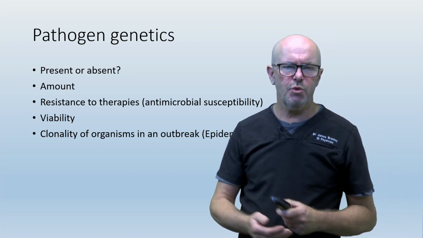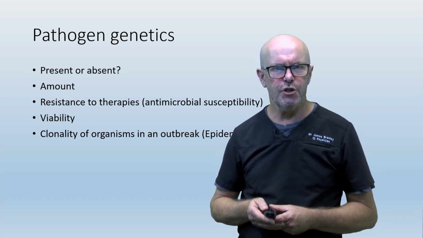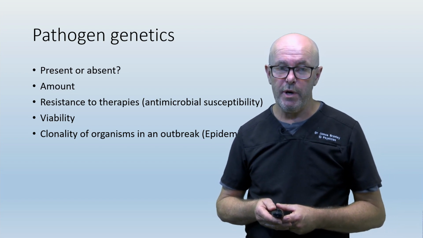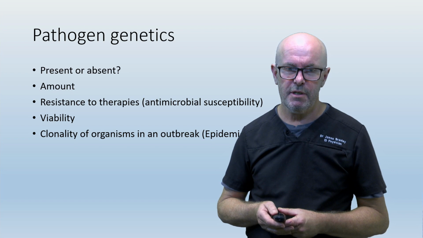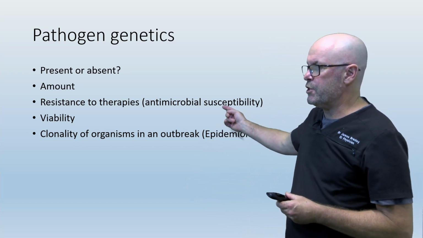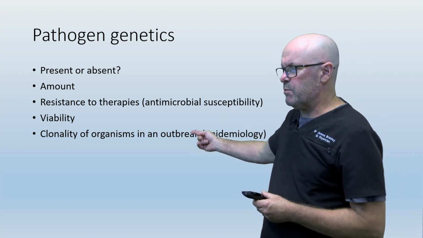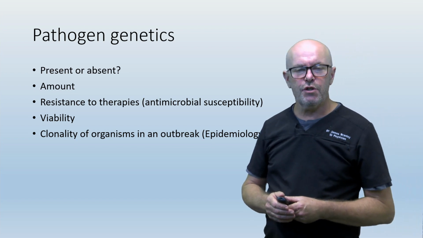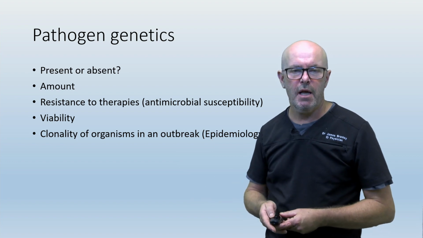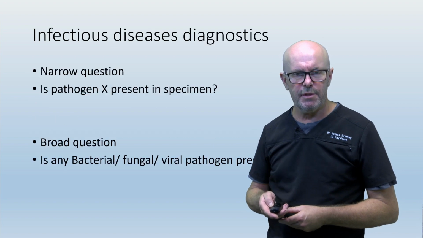So what do we look to find out about the pathogen and the genomics of the pathogen? Firstly, we're interested in whether an organism is present or absent. Secondly, we're interested in the amount. We're interested in resistance to antimicrobial organisms, whether the organism is viable or not, and the clonality of the organism if we're dealing with an outbreak. Many of these can be determined through molecular mechanisms.